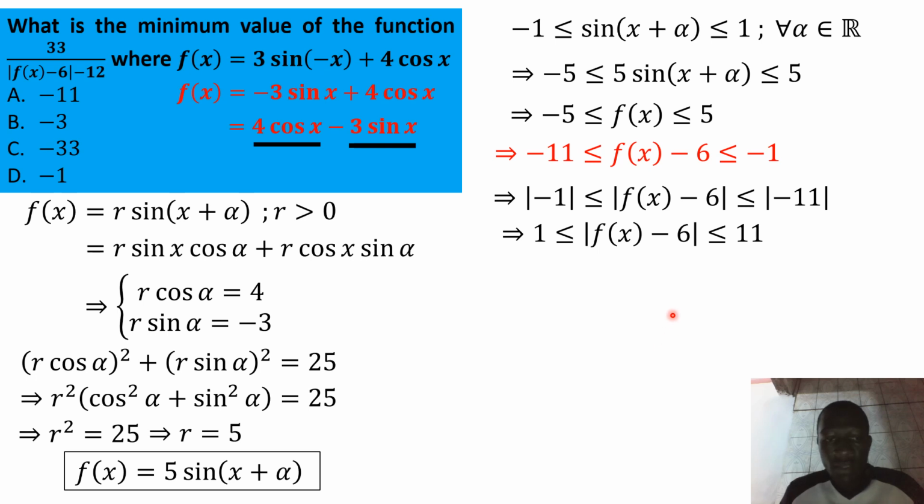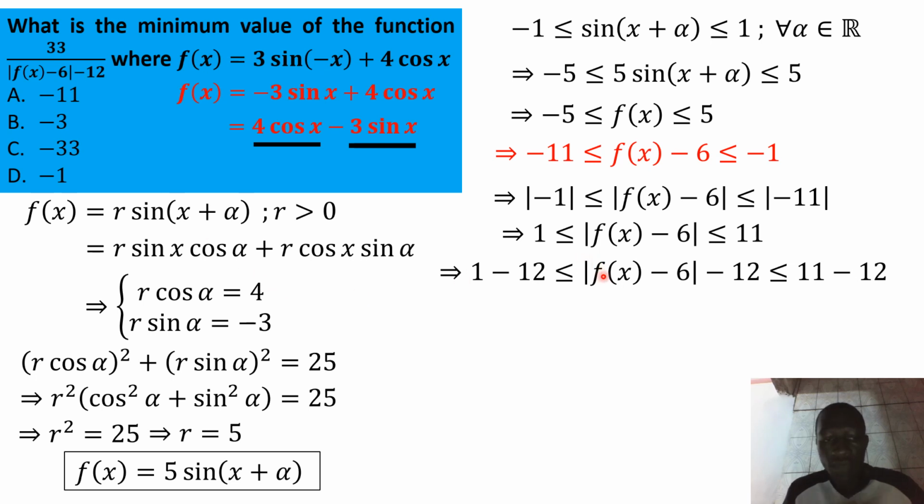All right, so switching the bounds is fine. Since we have the absolute value of f of x minus 6 lying between 1 and 11, we now proceed by subtracting 12. So we take 1 minus 12 less than or equal to the absolute value of f of x minus 6 minus 12 less than or equal to 11 minus 12. If we simplify, we get -11 here, and -1 here.